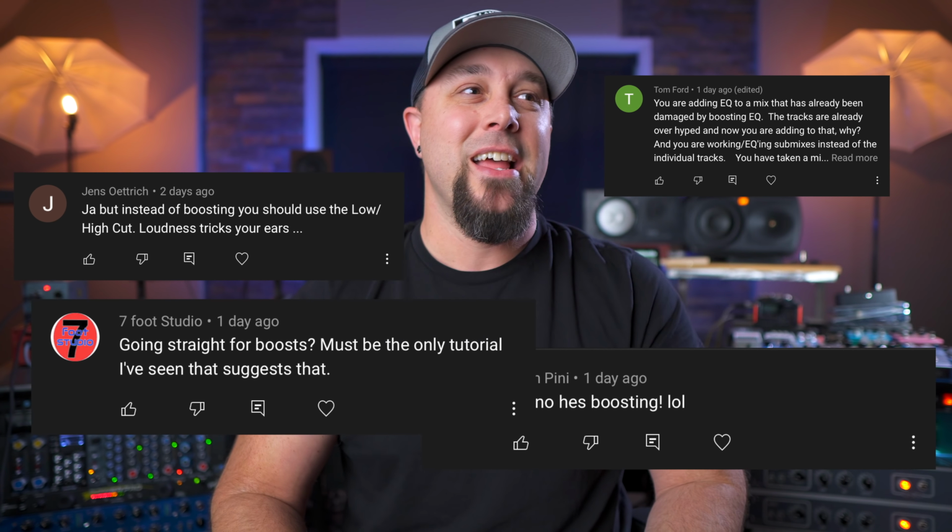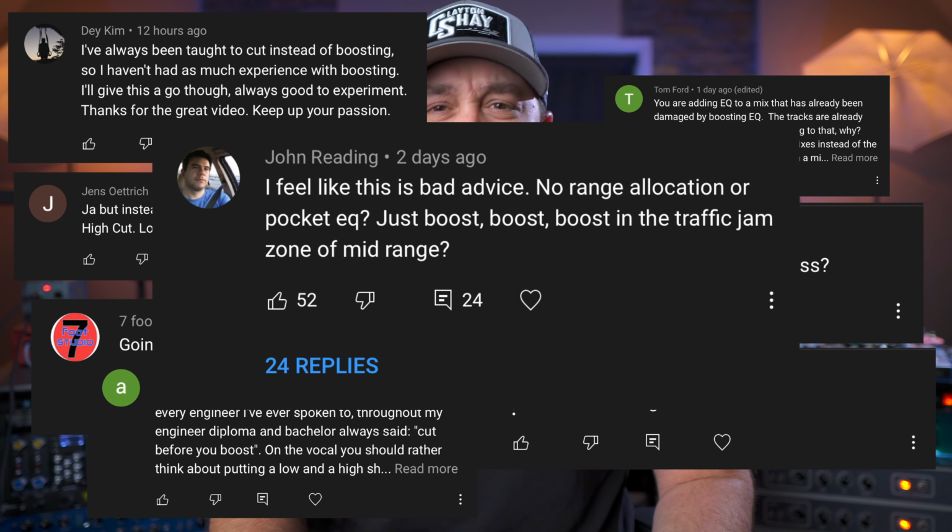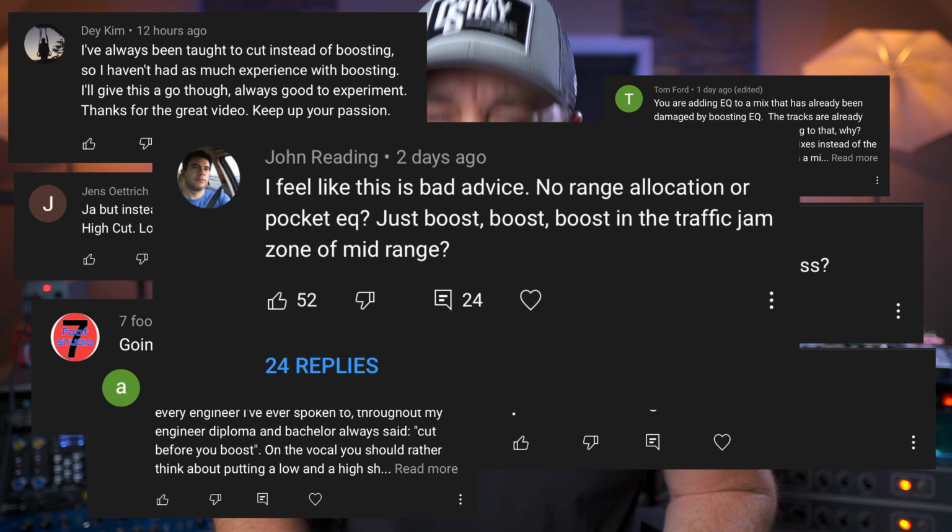So in my recent video, Magic is in the Mid-Range, a mix tutorial I recently posted, I was pretty blown away by the number of comments that I got. People saying that, oh my god, he's boosting EQ, I can't believe it. There are so many people suggesting that I should only be cutting EQ, not boosting. Now, this is not the first time I've heard this argument, however, I was kind of surprised at the quantity of people that were under this impression.